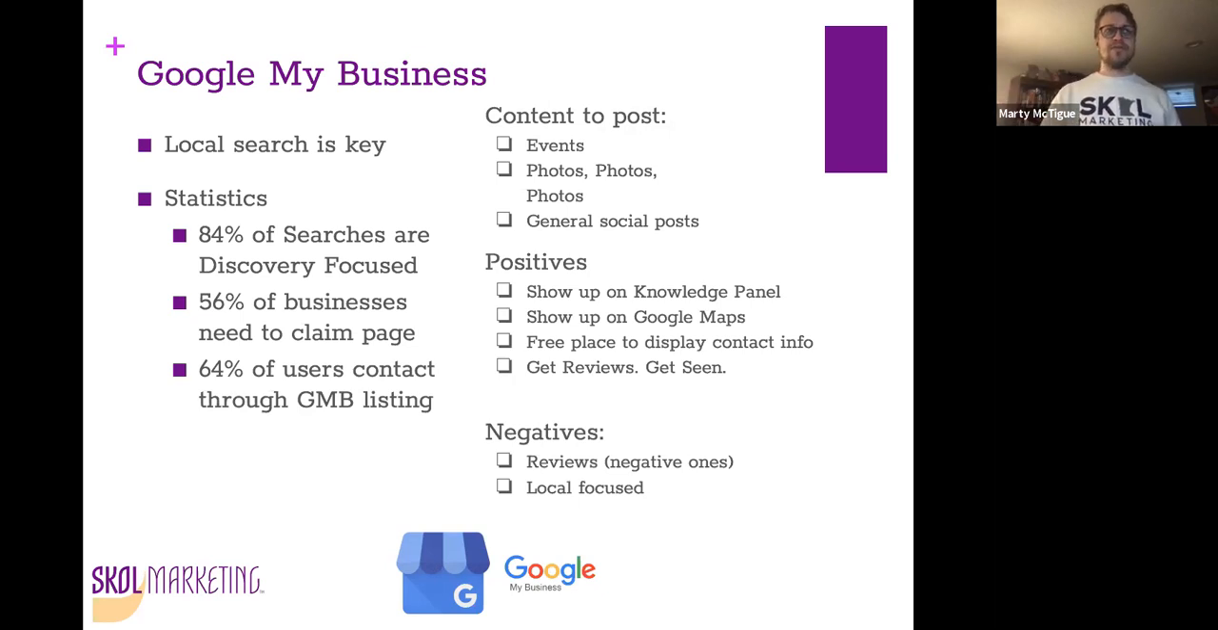If you're trying to figure out what I'm talking about, whenever you do a local search, like coffee shops near me is a great example, you might find those Google Maps listings. If you search for a specific business like office centers, they might have that knowledge panel that shows up on the right side of search. That is all controlled by Google My Business.